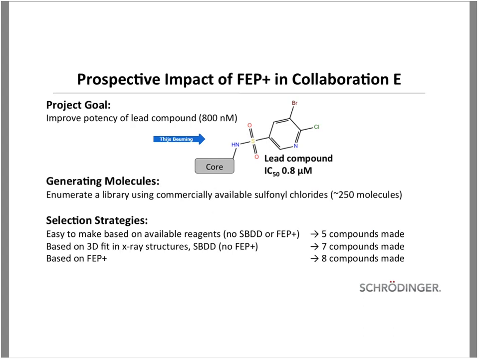We had a variation of selection strategies that were used to actually pick out those compounds from those 250 available reagents. 5 compounds were made simply because they were very easy. 7 compounds were made by docking these molecules into the protein structure and looking at the interactions that the ligand could form with the protein, basically an inspection of the 3D fit without taking into account FEP data. And then there were 8 compounds that were made based on prioritization by FEP calculations.